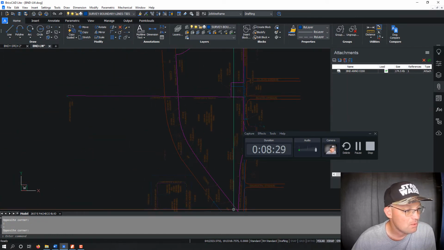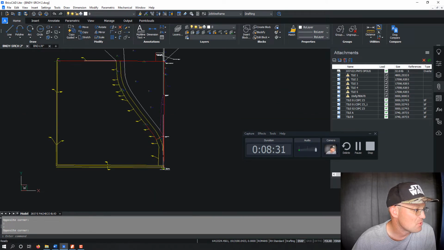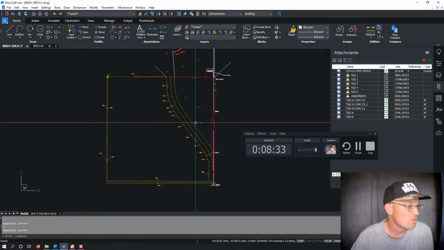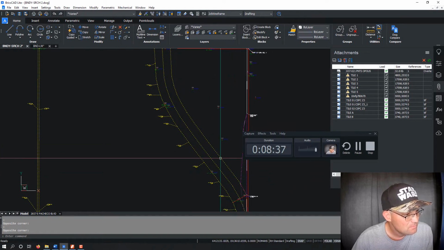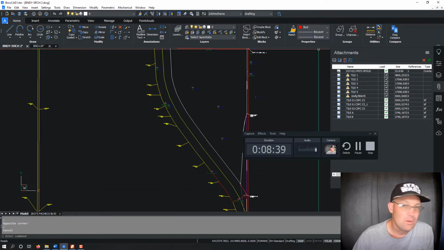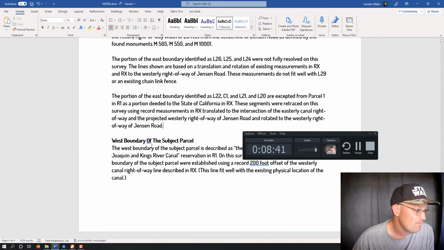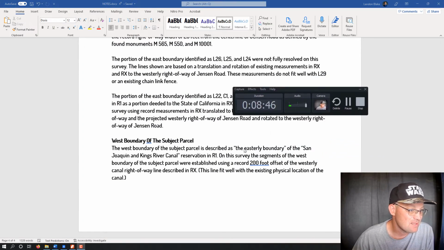That's our west boundary, and you can see in the search drawing that we were able to put that in with this survey map that we tied down here. It has that canal right-of-way in it. So we say the west boundary of the subject parcel is described as the easterly boundary of the San Joaquin and Kings River Canal Reservation in R1. So I'm making the tie back to the deed.